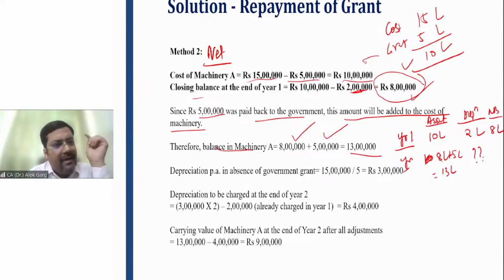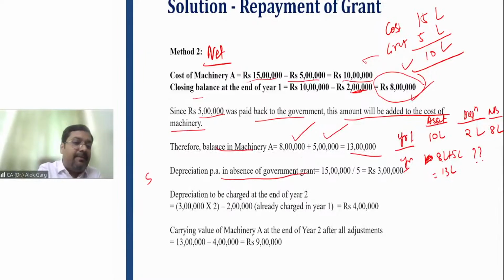So friends, if the government grant has never been received, then this asset must have been recorded at 15 lakh rupees, right? So depreciation per annum in absence of government grant, step number 1. Calculate depreciation till the end of the second year when you are paying back the grant, if the grant has never been received.